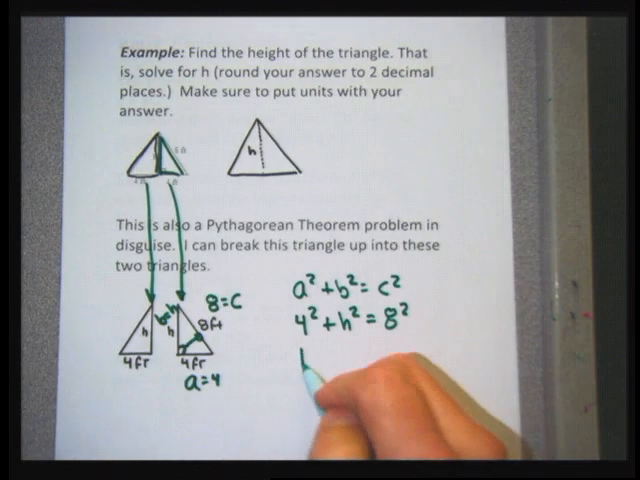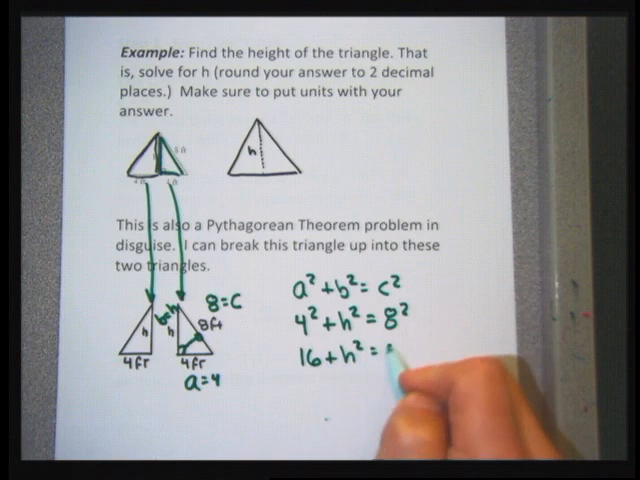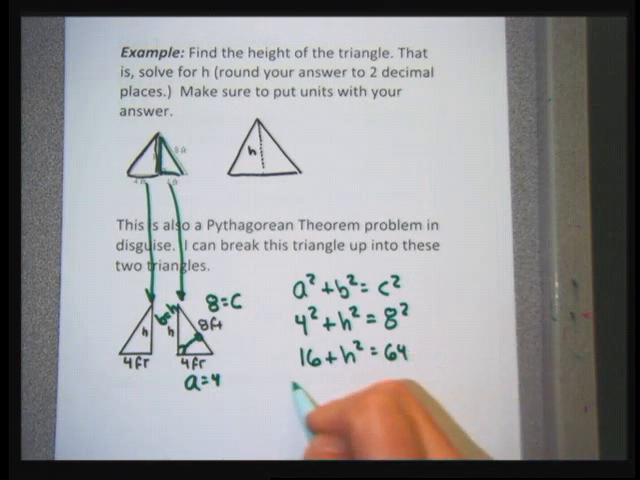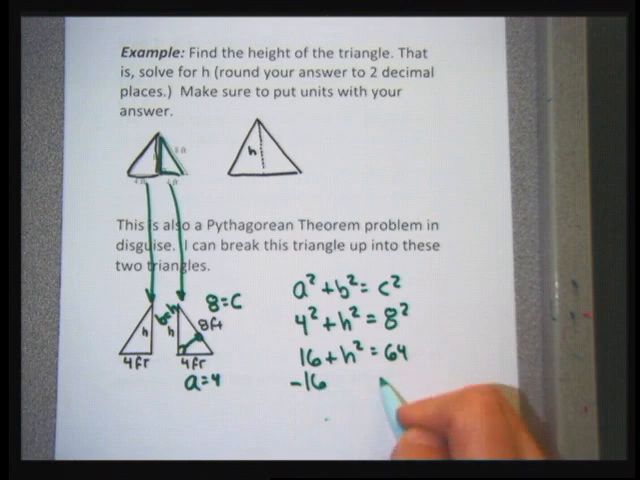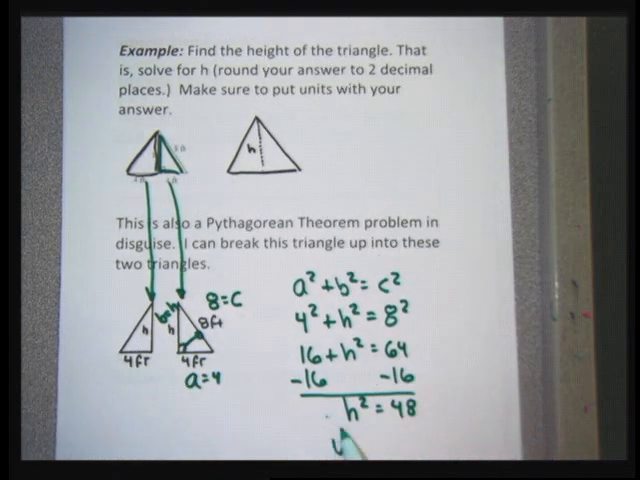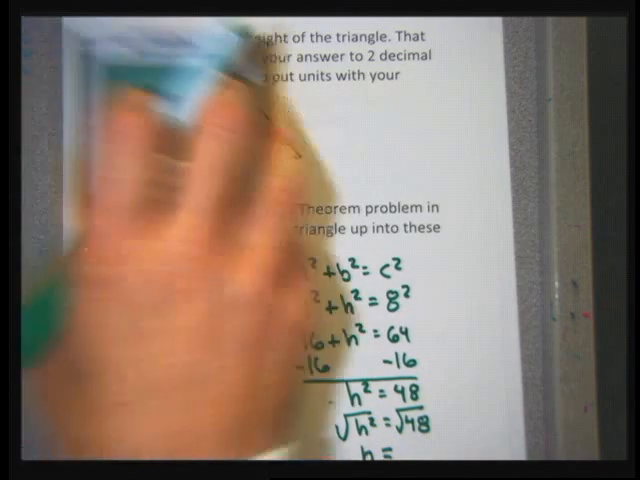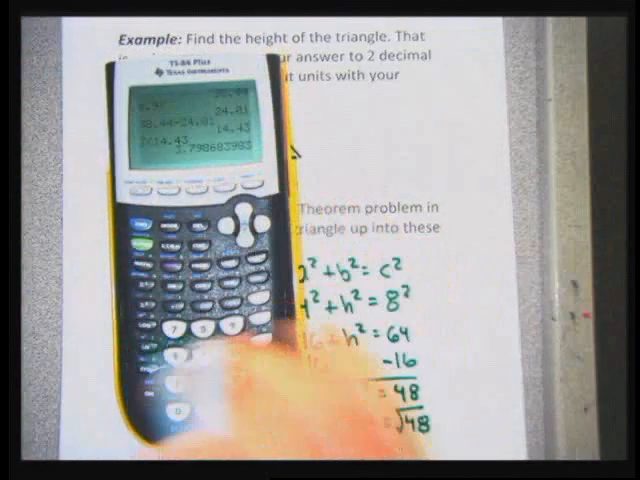This is going to give me 16 plus H squared equals 64. Now I'm going to minus 16 from both sides. That's going to give me H squared equals 48. And then the square root of H squared is going to equal the square root of 48. The square root of H squared is just H. And then I'm going to round to 2 decimals. I'm going to find the square root of 48 on my calculator.